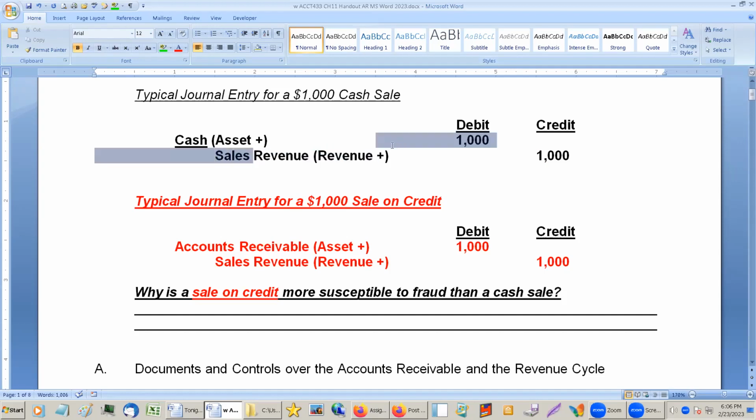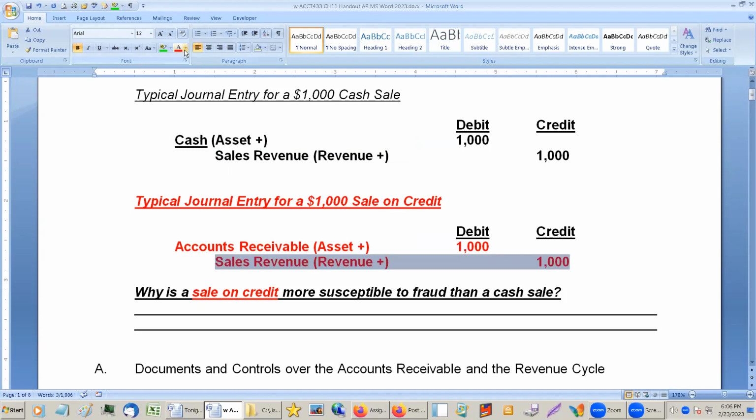The sale will be the same. The sale, whatever. I should probably not change that.